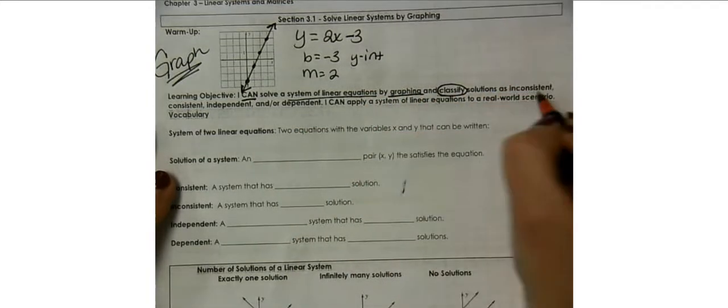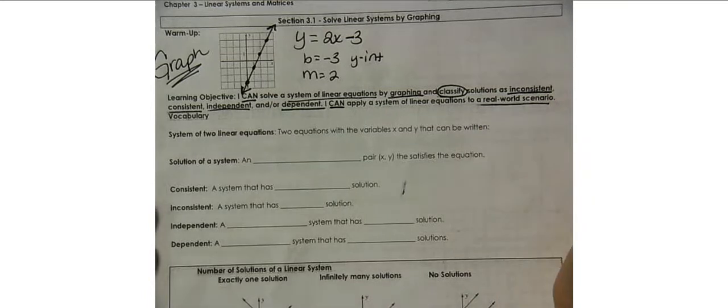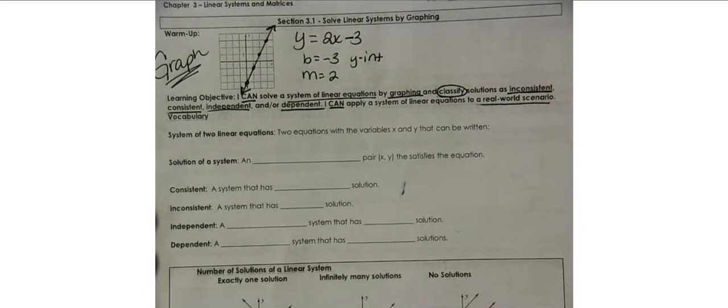So our learning objective for today is for you to be able to say, I can solve a system of linear equations by graphing, and I can classify the solutions as either inconsistent, consistent, independent, and/or dependent. Depending on your type of linear system that you're graphing, it's either going to be a combination of those terms or just one of those terms. Next, I want you to be able to say, I can apply a system of linear equations to a real-world situation or scenario.